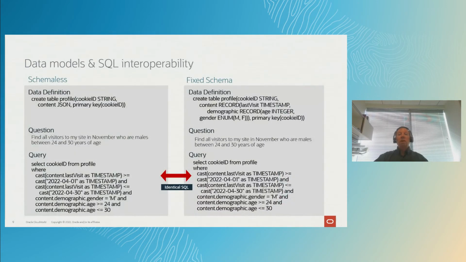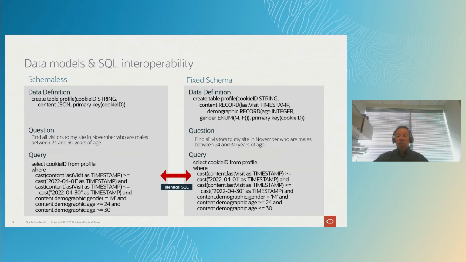So one of the really wonderful features of NoSQL is it doesn't matter which data model you choose because we have SQL interoperability. In this slide, we are showing the schemaless model on the left and the fixed schema on the right. With the schemaless model, we have a key called cookie ID, and we have a JSON document called content. Over on the fixed schema side, we have the same key called cookie ID, and then we took the JSON document and we mapped it over to a record data type.